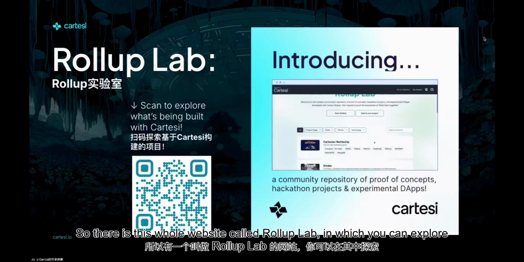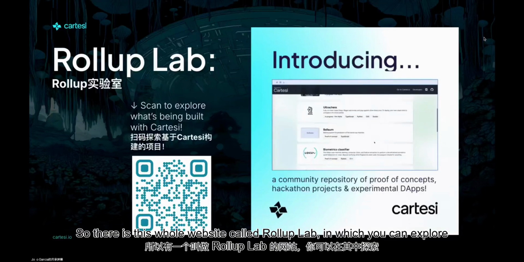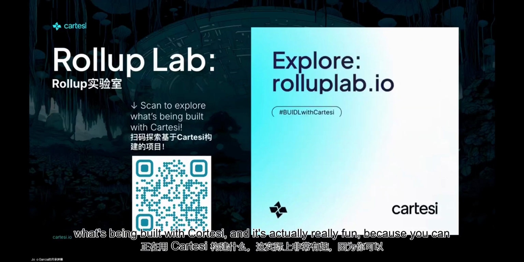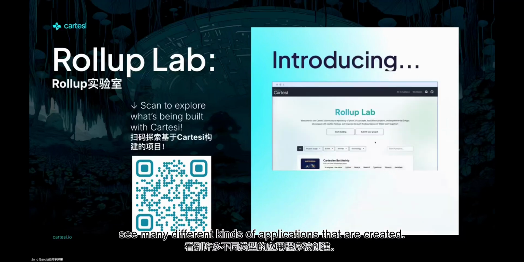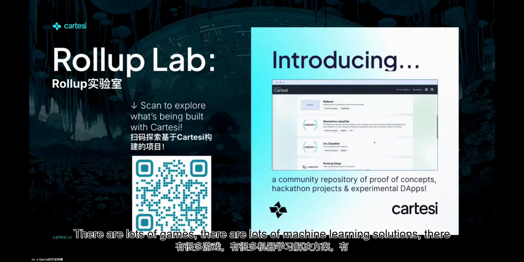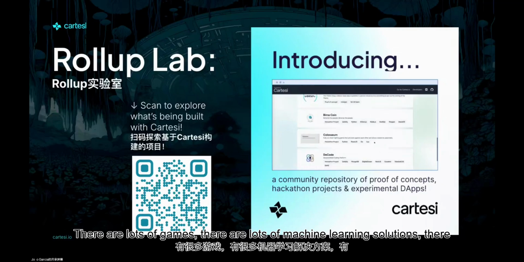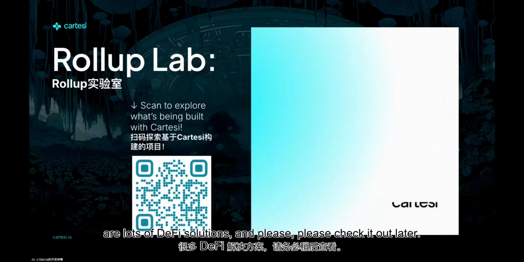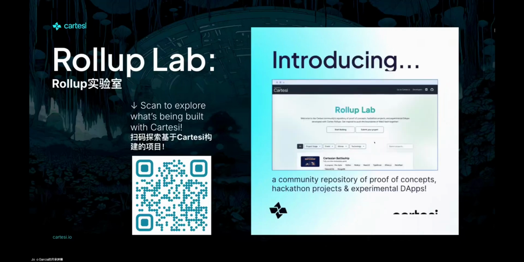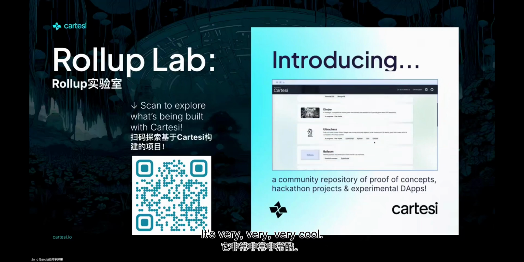So there is this whole website called Rollup Lab, in which you can explore what's being built with Cartesi. And it's actually really fun because you can see many different kinds of applications that are created. There are lots of games, there are lots of machine learning solutions, there are lots of DeFi solutions. And please check it out later. It's very, very cool.